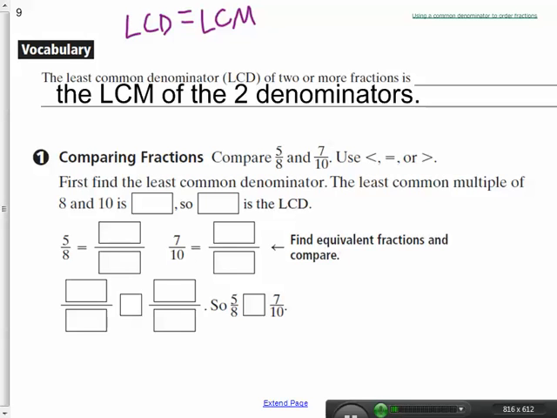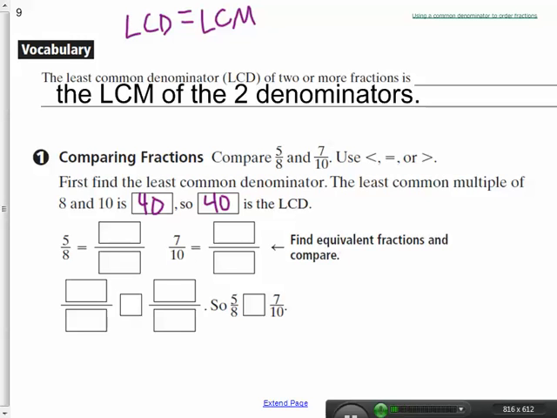All right, so let's compare these fractions. I want to know which one's bigger, 5/8 or 7/10. Well, since I don't have the same denominator, I need to make them the same because right now I'm comparing apples and oranges. I want to be comparing apples to apples. So what is the least common denominator between 8 and 10? Well, I believe the least common multiple of 8 and 10 is 40. How did I get that? I can either make a list or I can use prime factorization, whichever you want to do.